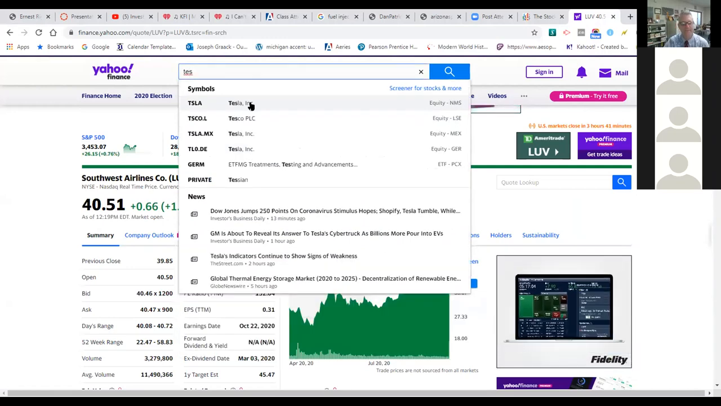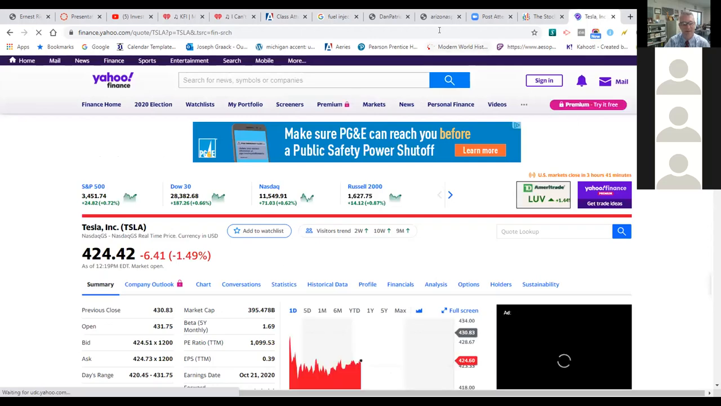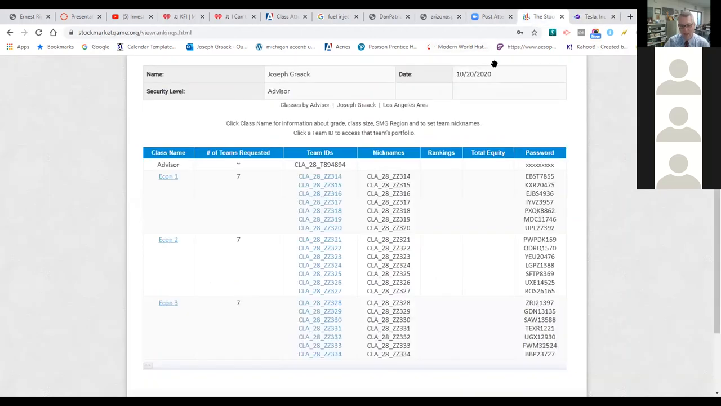And there it is, Tesla. All right, you can see it's down 640 today, so it might be a good time to buy. Once you're there, you can put that in, and let's say that you wanted to buy 10 shares, you can preview the trade. 430.83 right now, it would cost you $4,308.30. You have to put your password in to confirm that.